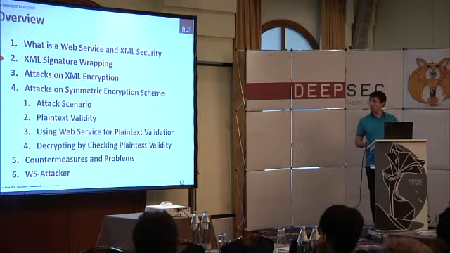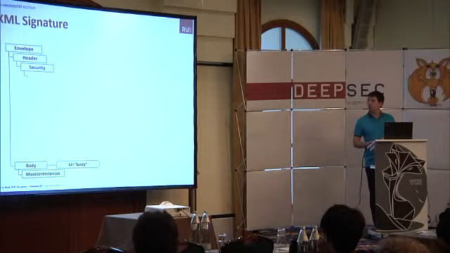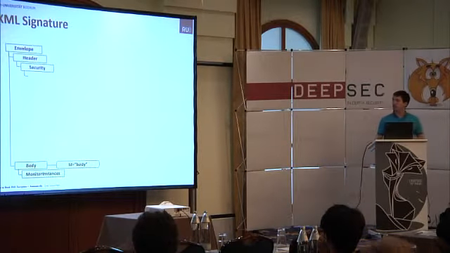The first problem is called XML signature wrapping. What can we do with it? So first, what is XML signature? XML signature allows us to secure the authenticity and integrity of the message. So how can we do this?